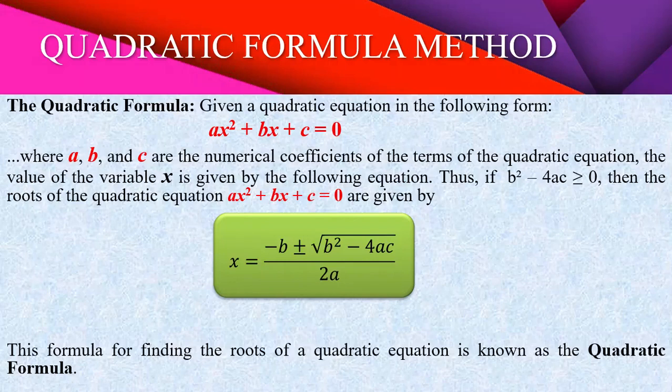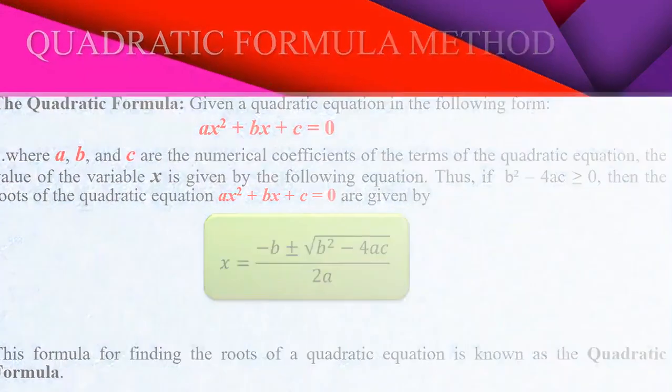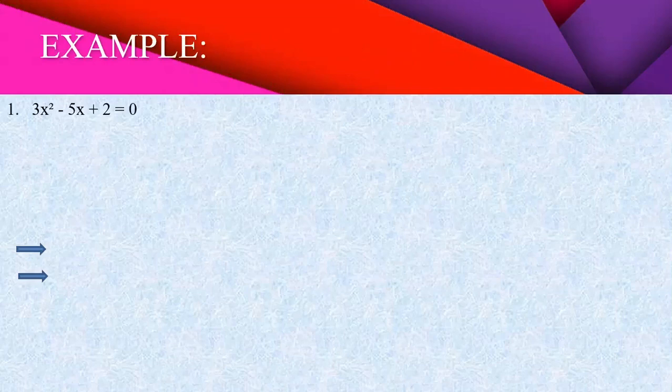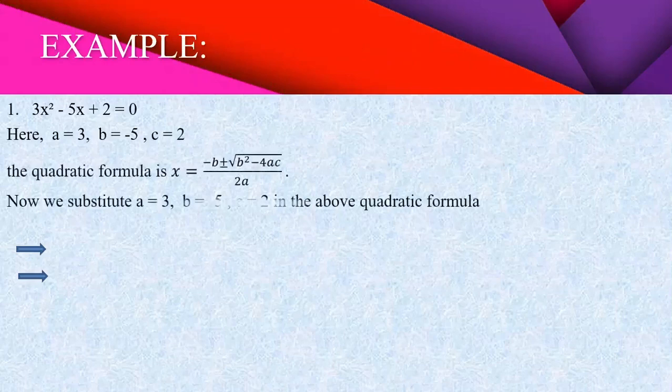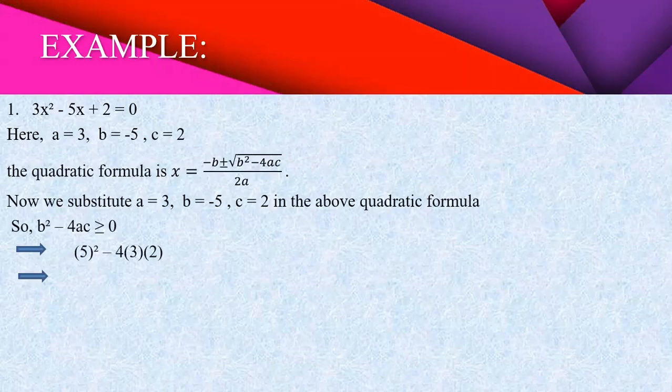So using this formula, we can directly, by substituting the coefficients of x square term, x term and constant term, we can get the roots of the quadratic equation. Now we will try to understand with the help of the examples. Now consider the example 3x square minus 5x plus 2 equal to 0. Here a is the coefficient of x square, which is 3, b is the coefficient of x, which is minus 5, and c is the constant term 2.